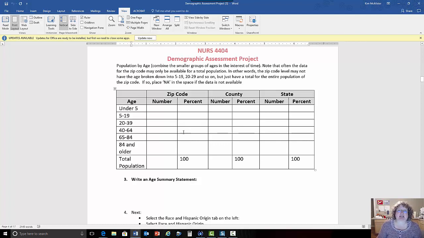Now, something that's a little tough for students is sometimes the percents don't match. Take a moment and think about how the census is collected. Have you ever received a census form in the mail? Who fills it out?